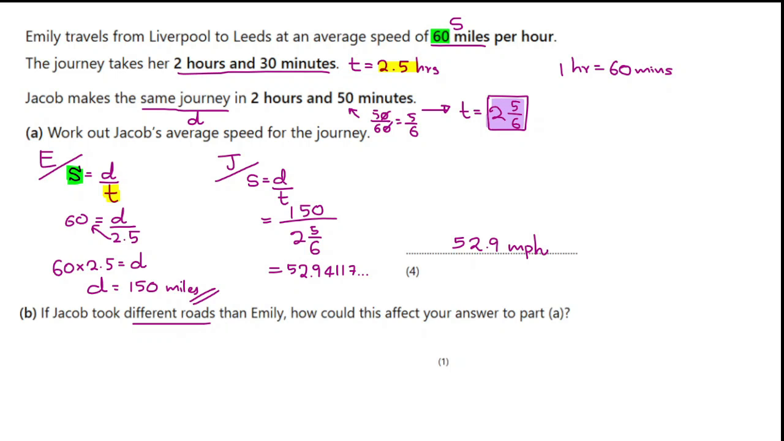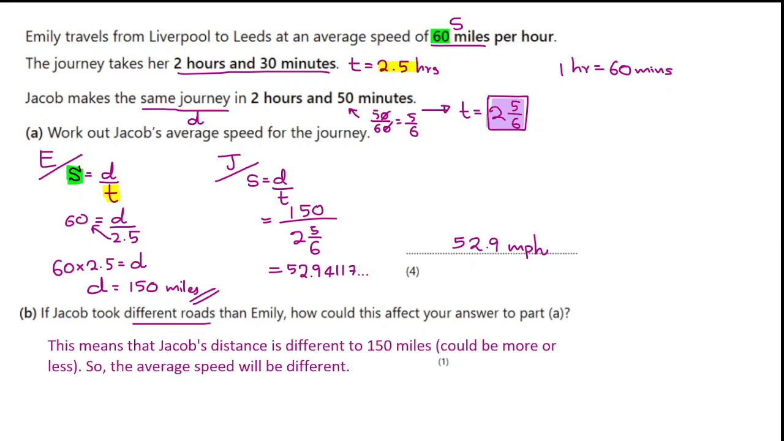We don't know whether Jacob's distance is more than 150 or less than 150. So you cannot really assume one of the two. We have to write both options. Here's how you can put it into words. This means that Jacob's distance is different, 150 miles, could be more or less. So the average speed will be different. It's not 52.9 mph anymore.